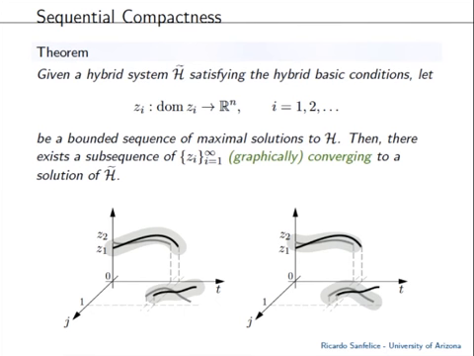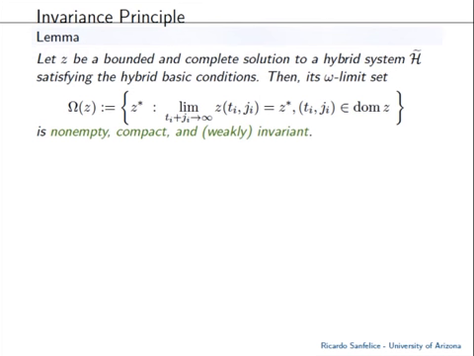Once you have this property, one thing that you can do now is to look at the following object, the omega limit set of a solution. If you have a solution that is bounded and complete, meaning it exists for arbitrarily large t or j, then under the hybrid basic conditions, the set of all possible accumulation points of that solution, the so-called omega limit set, is non-empty, compact, and invariant. Actually, it's the smallest closed set that the trajectory will approach.